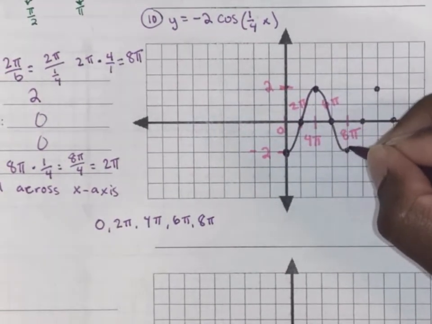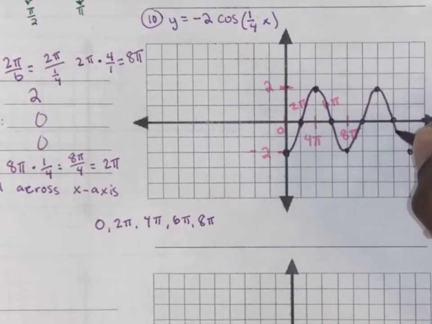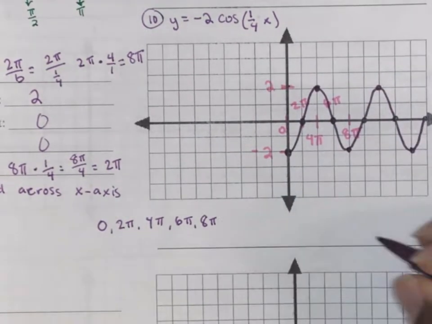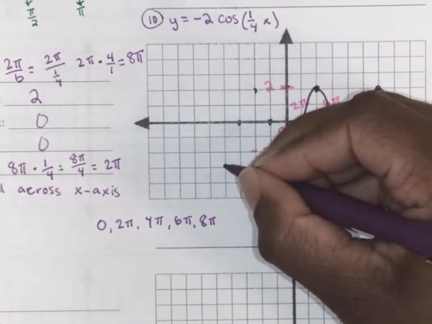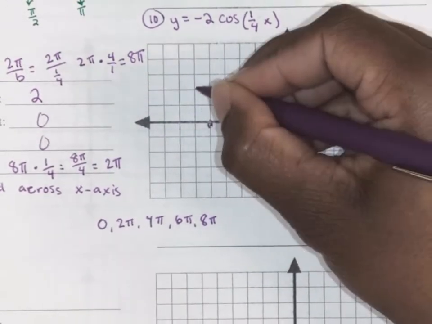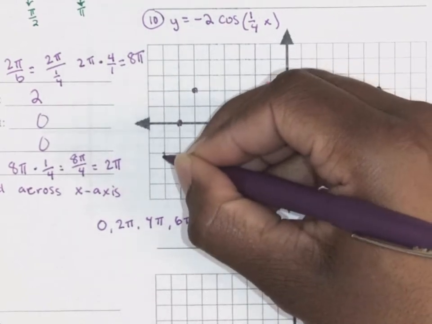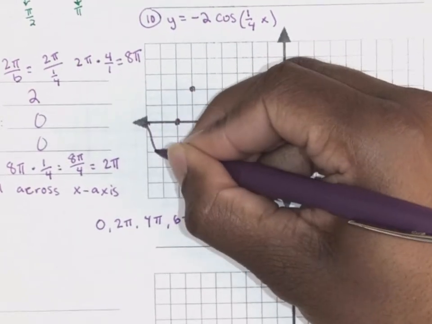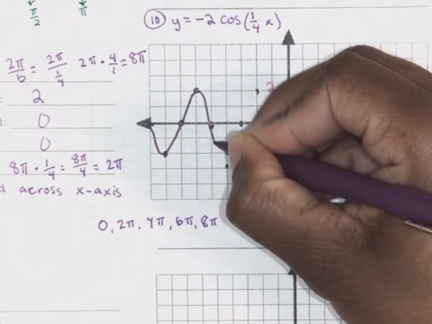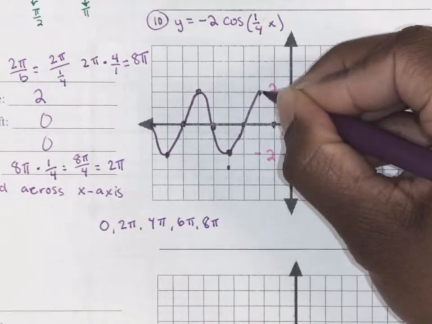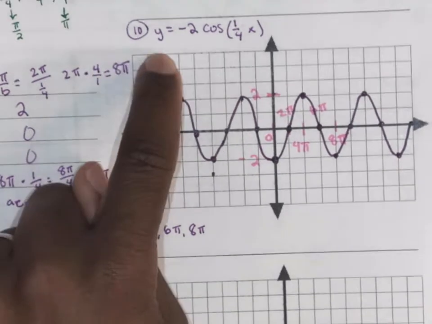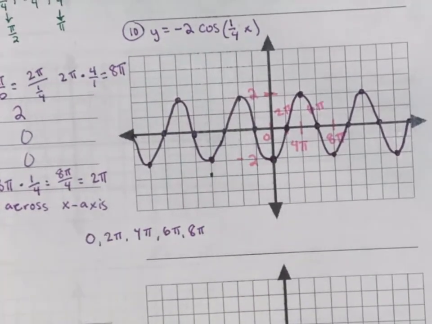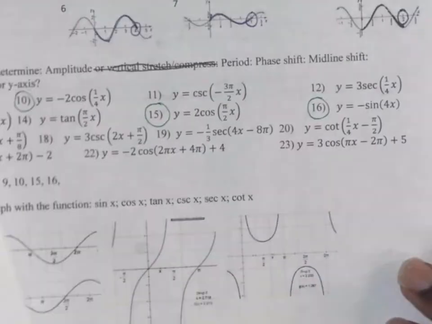And my graph is something like this. I'll finish it to the left. Oh, not that far. And something like this. It's my graph. Y equals -2 cosine 1/4 x. Right, we'll keep it moving.